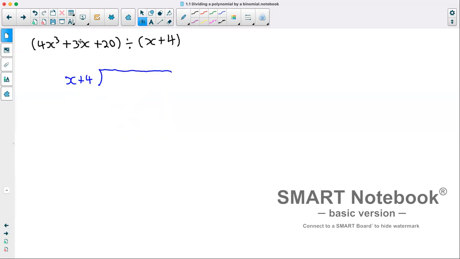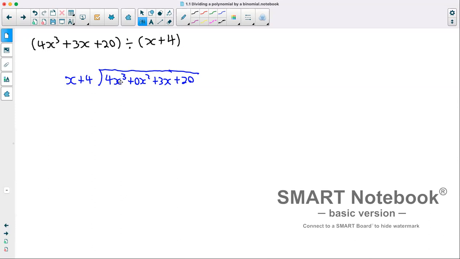we want to include our x squared term, so we have appropriate spacing. So we've got 4x cubed, and then because we're missing our x squared term, we'll just put plus 0x squared. Then we'll put plus 3x plus 20. Now, the other thing is we're always going to want to have our exponents in descending order.